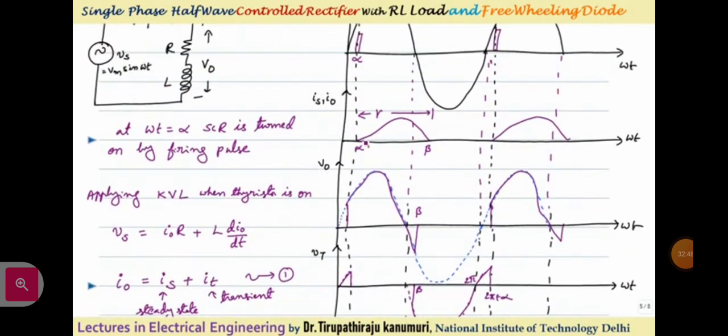First, the current is rising to the peak and then falling. After the point pi, you can see your output voltage is negative, but the current is positive. What is the meaning of this? The power, the product of voltage and current, is coming out negative. This means the energy stored in the inductor is now fed back to your supply. During this time your power is negative, that means it is fed back to your supply.